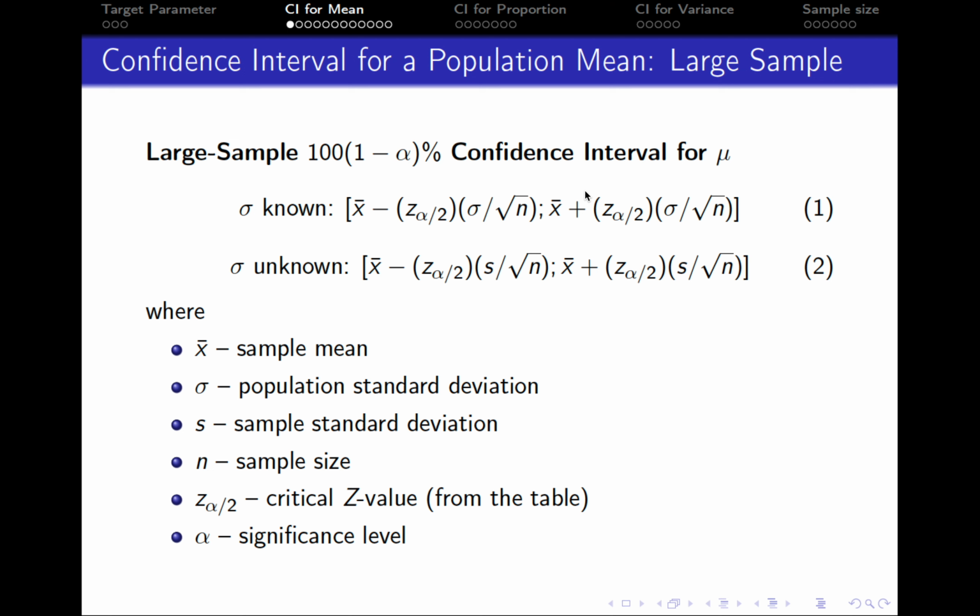When we don't know the population standard deviation, which is the most common case, we will approximate the population standard deviation with the sample standard deviation. But the rest is the same. And now let's see what this significance level is.